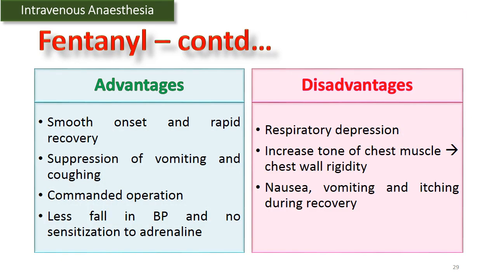The advantages of fentanyl are it has a smooth onset of action and rapid recovery. There is suppression of vomiting and cough centers. It is used in commanded operation. There are less chances of fall in blood pressure and there is also no cardiac sensitization to adrenaline. The disadvantage is it can cause respiratory depression. It can also increase the tone of chest muscle and cause chest wall rigidity. It can also cause nausea, vomiting, and itching during recovery.